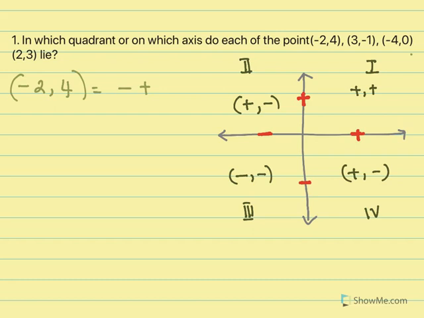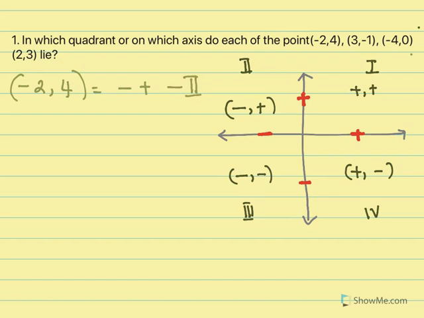So this is positive, negative, positive, negative. This is positive here. This is negative, positive. And here is positive, negative. So the first, (-2, 4), is negative, positive. Negative, positive is in the second quadrant.